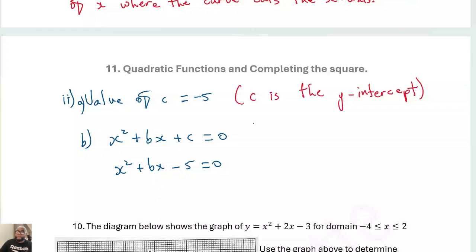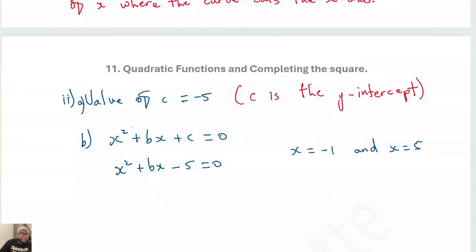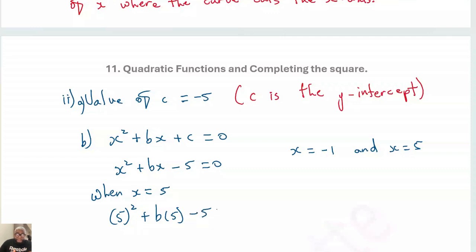Now I have 2 roots of my quadratic, which are x is equal to -1 and x is equal to 5. Any value of x that I plug in here, I'm supposed to be able to get 0 when I work it out. So you have an equation already. You just need to plug in any one of these values of x. So I'm just going to use the positive. When x is equal to 5, I'm going to plug that in here. So I'll have 5 squared plus b times 5, which is the same as 5b, minus 5 is equal to 0. So let's work.